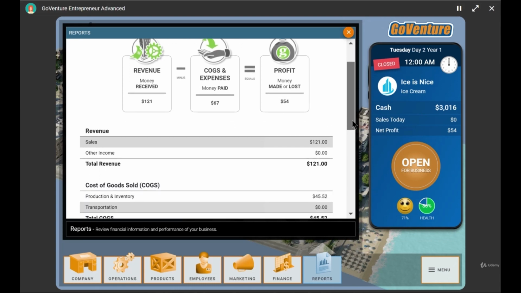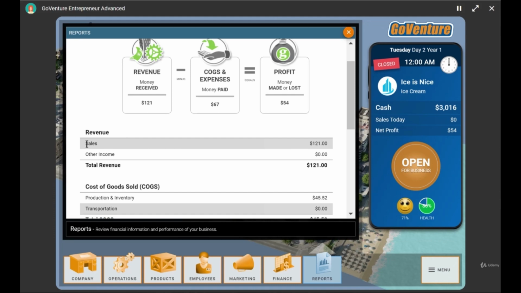So let's look at a breakdown of those numbers. So revenue was sales, $121. Other income would be revenue generated by our business through other sources, but in this case we're not selling anything other than our ice cream, so we have no other revenue. If we did take out a loan or we sold shares in our business and money came in that way, it actually would not appear on the income statement. It appears in our balance sheet, but not in our income statement, because our income statement is focused on generating what's called revenue. Loan money and money from selling shares is not revenue.